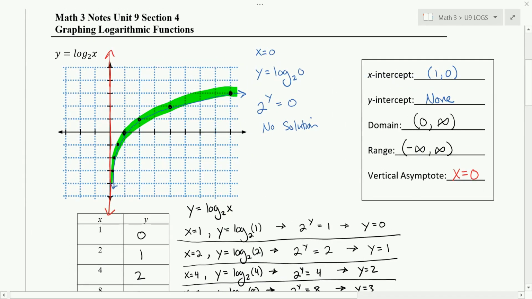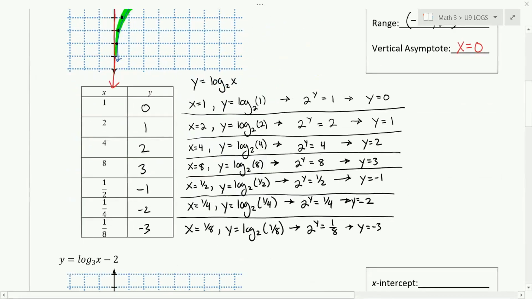It may be translated right or left. If we translate it left or right, that vertical asymptote will also move with it. We also may see some that reflect. So if we reflect this, then it'll be decreasing. You'll never see one of these on the left-hand side of our vertical asymptote. So let's take a look at some examples now.